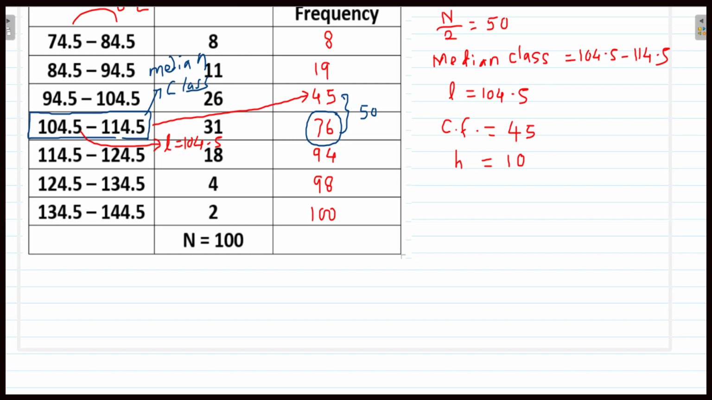Friends, we know the formula to find the median is equal to L plus into bracket n by 2 minus cumulative frequency divided by frequency multiplied by h. This is the formula to find the median.